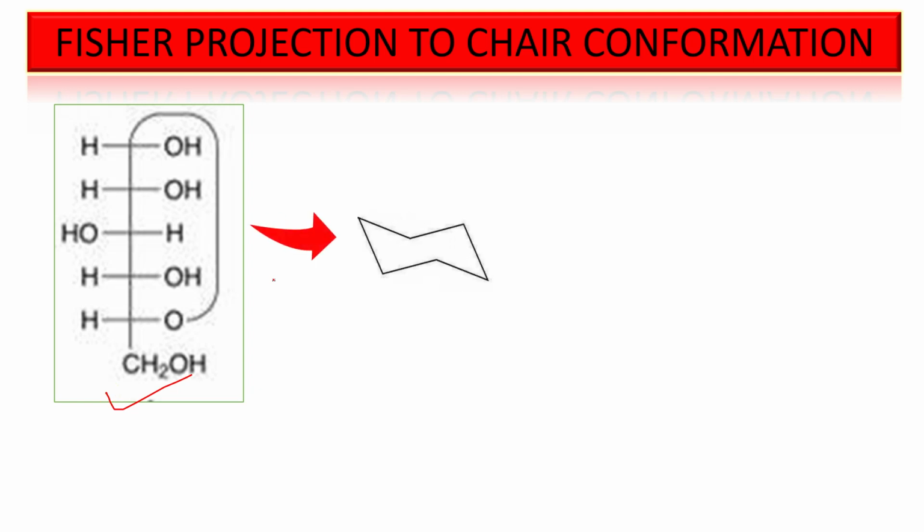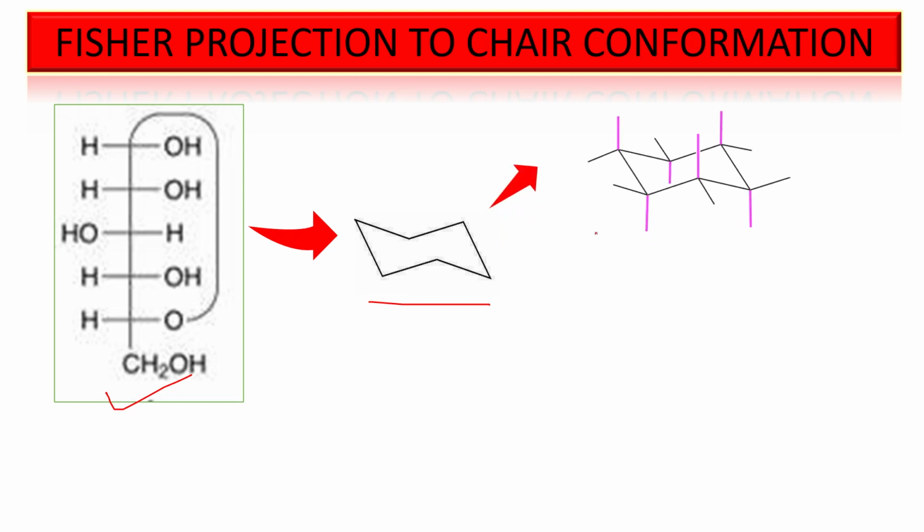At first we have to draw the cyclohexane structure, then we have to draw the axial and equatorial positions. Axial means perpendicular, so perpendicular, first here, then downside, then upside, then downside, then upside, then downside, then upside. So in this way we have to draw. Basically here the oxygen is present, so no axial or equatorial is present. Okay, so this is the conformation, and then we have to draw the equatorial.